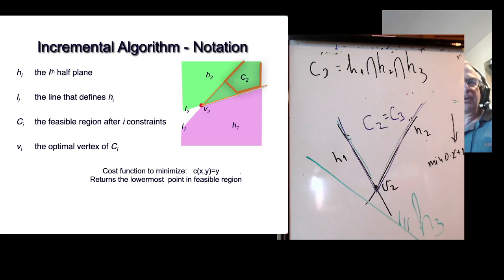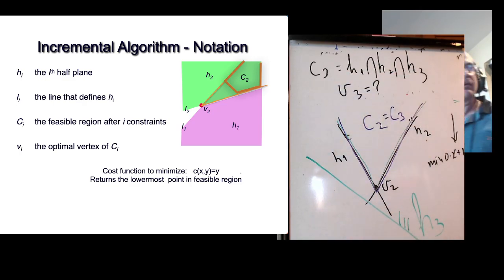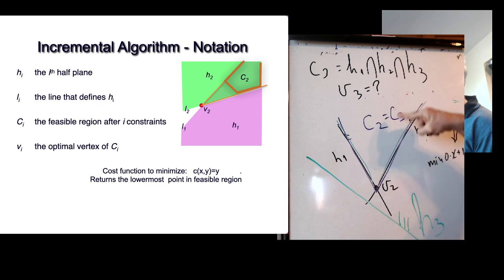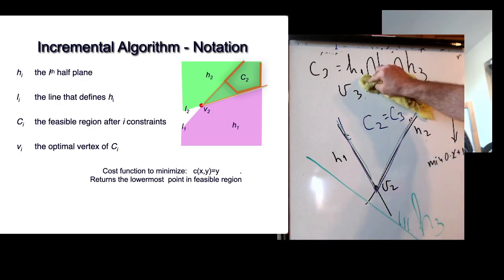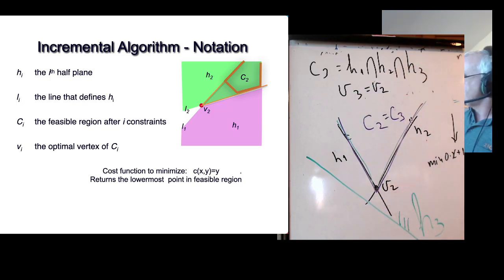which makes our decision about what is V3. V3, by the definition, is the optimal vertex. Out of all the vertices of C3, tell me where is the vertex that is the best one to this cost function, the lowermost one. It's just V2. So V3 is nothing but V2. So we see that edge 3 is completely redundant.